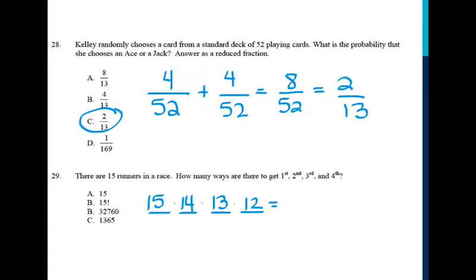So let's go ahead and multiply all of those together. And that is 32,760, which is letter B.